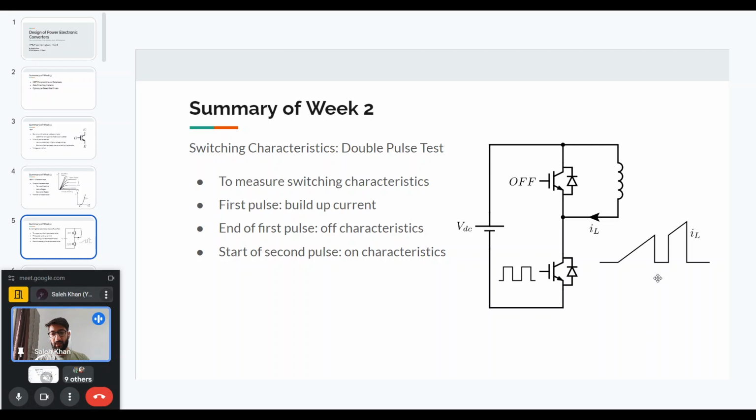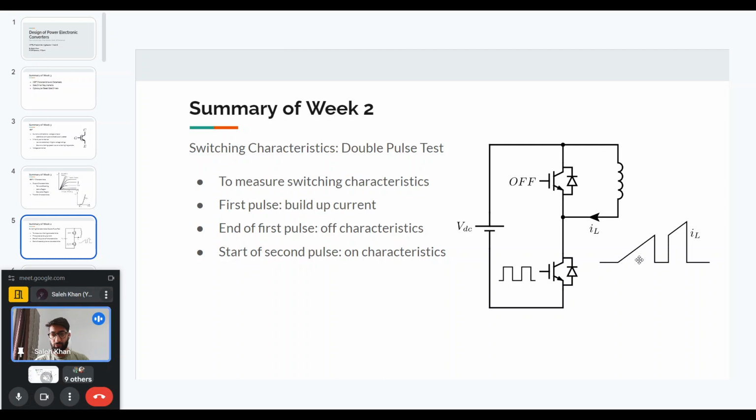And then at the start of the next pulse, because we are assuming that the current will stay constant during the freewheeling time, then we are again able to turn on the device at the full voltage and full current. So basically, with the help of this double pulse test setup, we are able to get the desired switching characteristics at the particular current and voltage that we want.